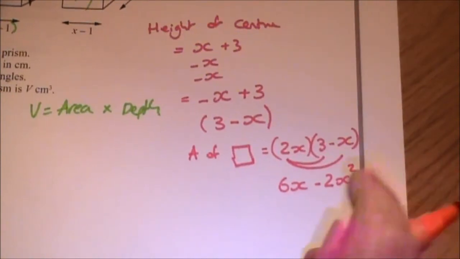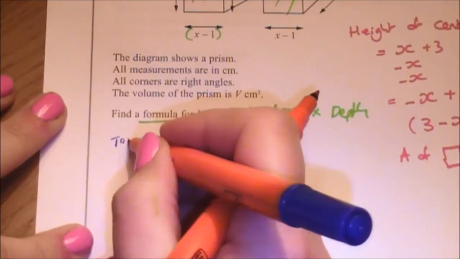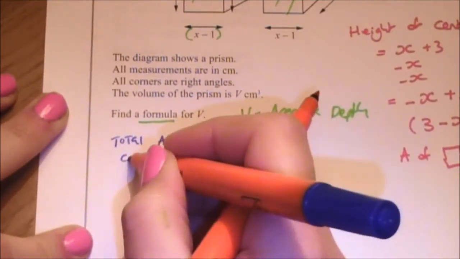So now I'm going to do it over here. I'm going to find my total area of the cross section.